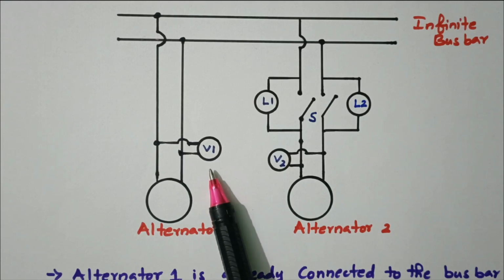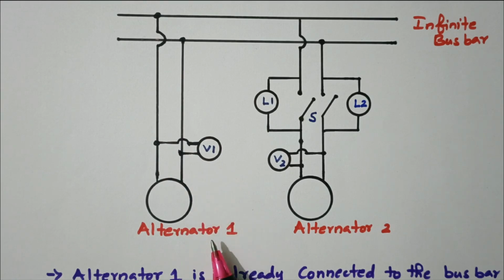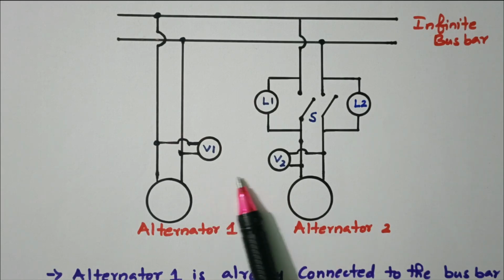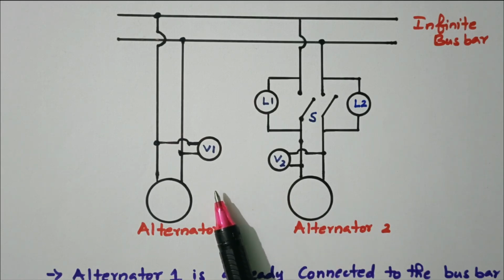The voltage can be measured by this voltmeter that is connected. V1 will give the voltage of alternator 1, V2 will give the voltage of alternator 2. If the voltage is not equal, by varying the excitation, we can bring both the voltages equal. By changing the excitation, we can bring them equal.